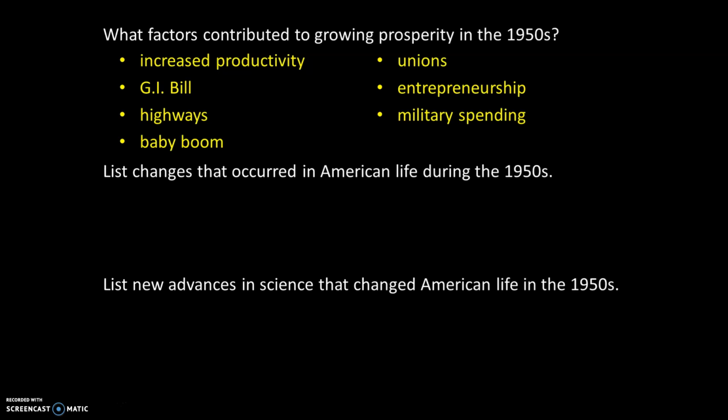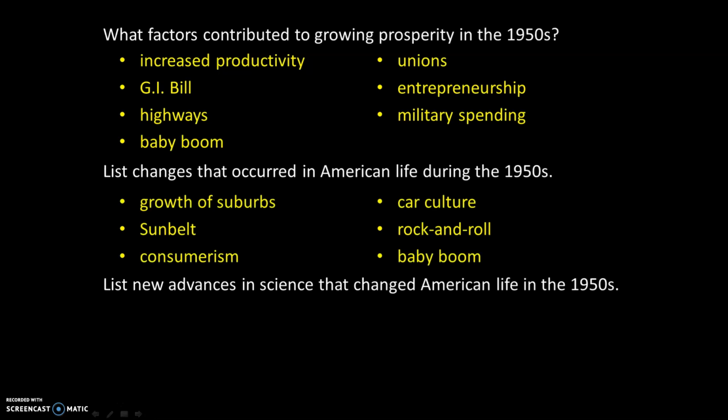Changes that occurred in the 1950s, if you look at Lesson 4, it's all about changes. So the growth of the suburbs, as well as the Sunbelt, the consumerism, the car culture, rock and roll, the baby boom, all of these are major changes going on in the United States during the 1950s. And this one in particular relates to one of your extended response questions.